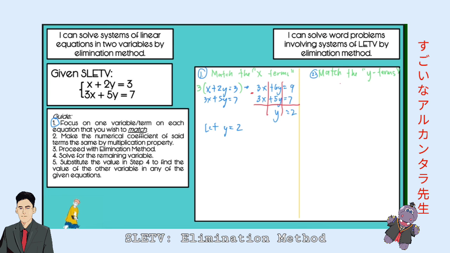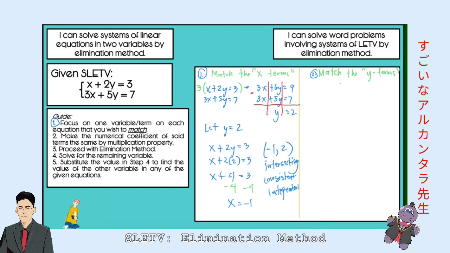Let's substitute that to any of them. Let's use the first one, x plus 2y equal to 3. So you can have x plus 2 times 2 equal to 3, x plus 4 equal to 3. Subtract 4 to both sides. You will get x is equal to negative 1. So therefore, your ordered pair here is found at negative 1, 2. This is intersecting lines, and this is consistent and independent. So that's the thing that I want to emphasize here.